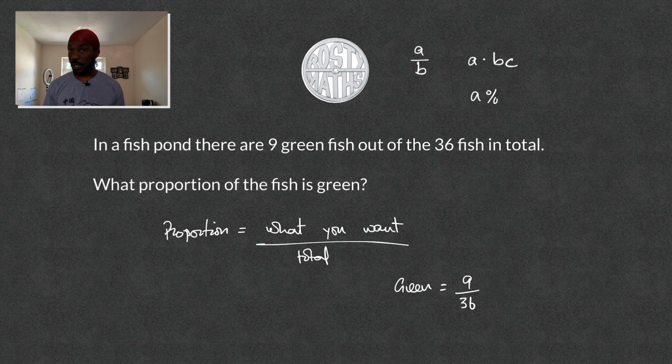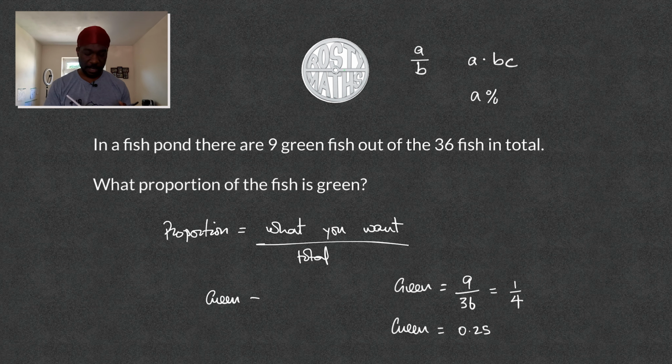Now I'm done, but I could simplify this. If I simplify this, I know that a quarter of all the fish in the pond would be green. And that's representing my answer as a fraction. I could represent it as a decimal as well. So I can say that my green fish is 0.25, because a quarter is 0.25. Or I can represent it as a percentage. So I can say that my green fish would be 25%.